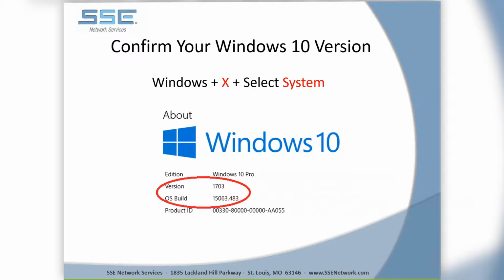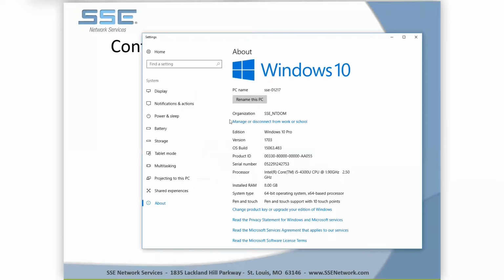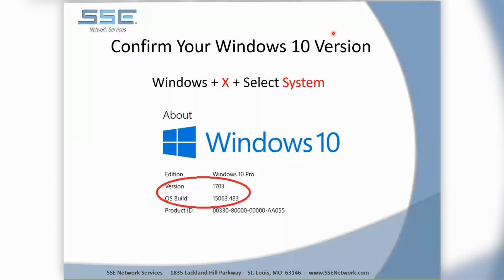I'm just going to drag this over here. The System menu will look something like this. It'll have all these different options. If you just click on About there at the bottom, you'll be able to clearly see which particular version of Windows you're running. I have highlighted right there in the very center, 1703. 1703 is the latest Creators Edition.